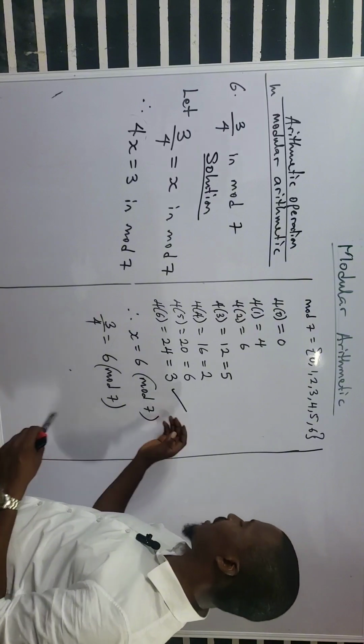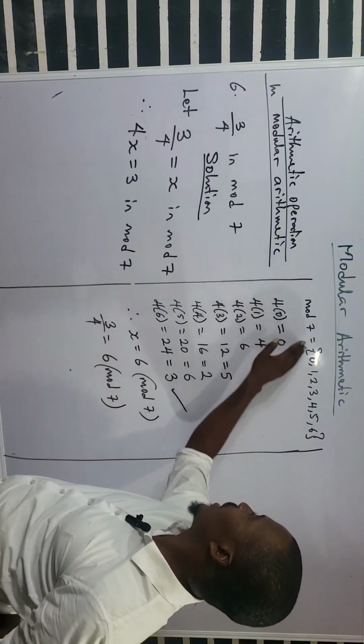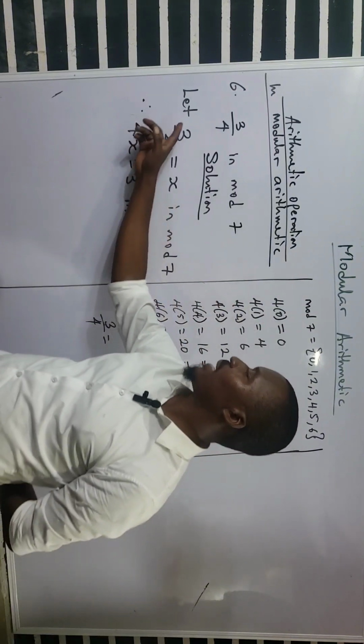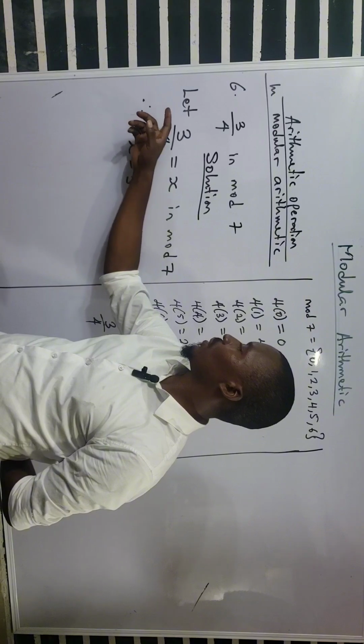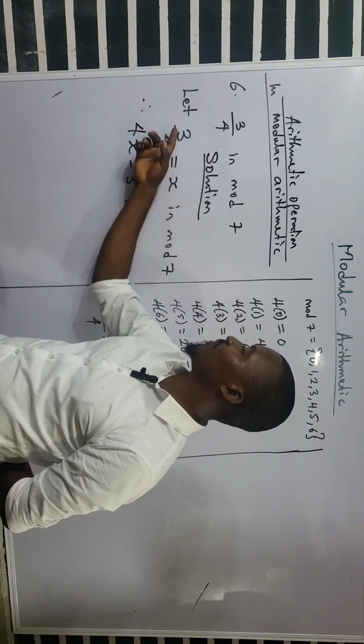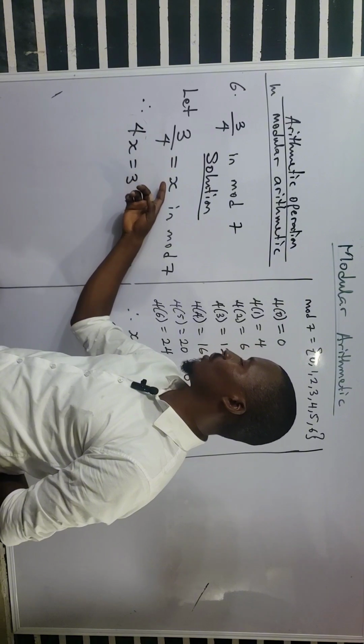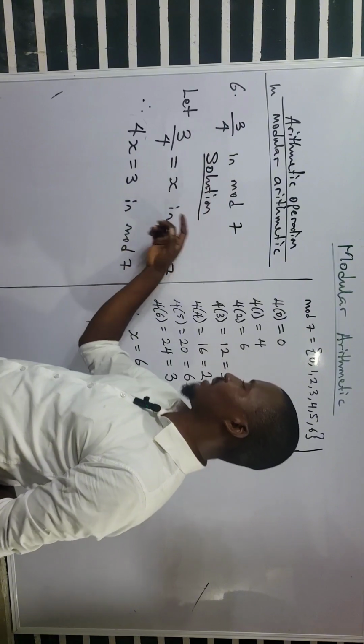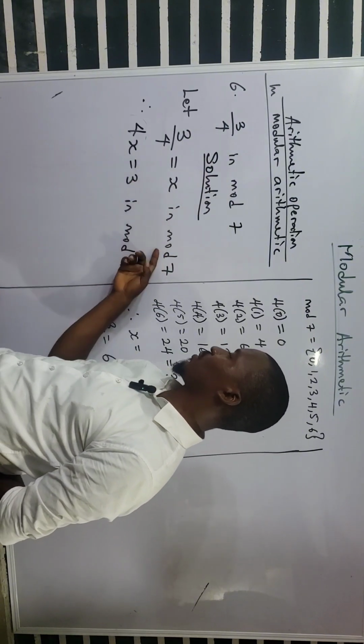Okay, so let's go over this again. These are the integers in modulo 7. They ask me to divide 3 over 4 in modulo 7. So I let it be equal to x in modulo 7.